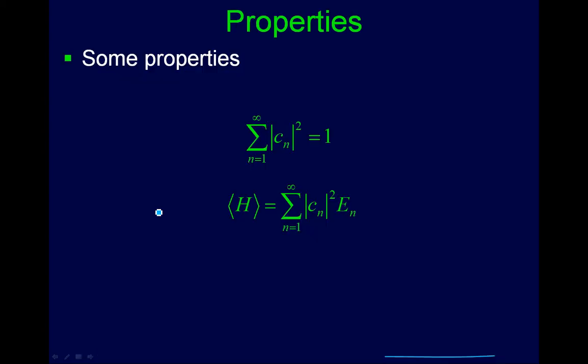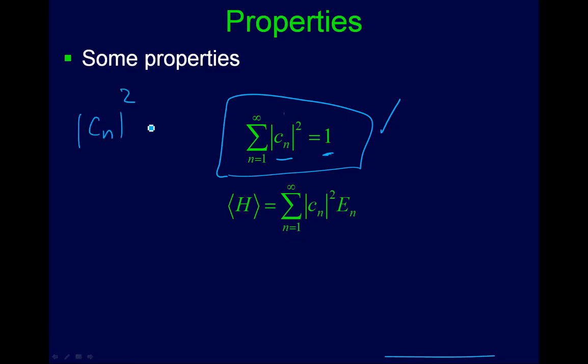Finally, I just want to talk about some important properties. Griffiths talks about these, and I wanted to summarize. Here are some important properties dealing with these Cn. The first one is that if I sum up the Cn squared, I should get 1. That's really important. That's basically saying the system is normalized, because each Cn squared is the probability of measuring the system in the energy En, and so the total should be 1.